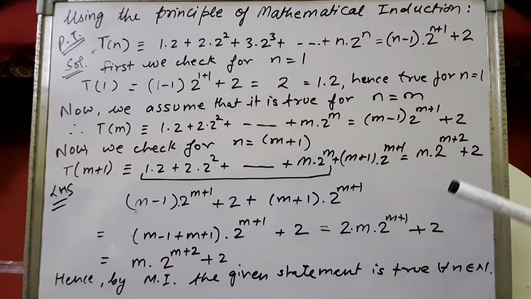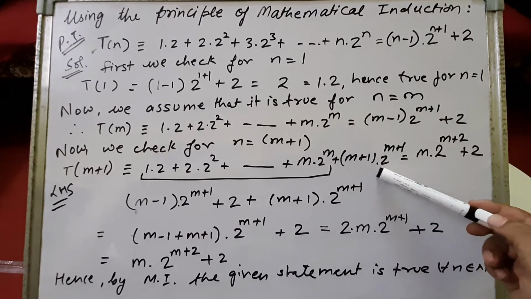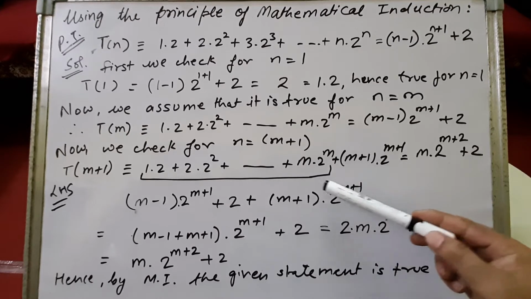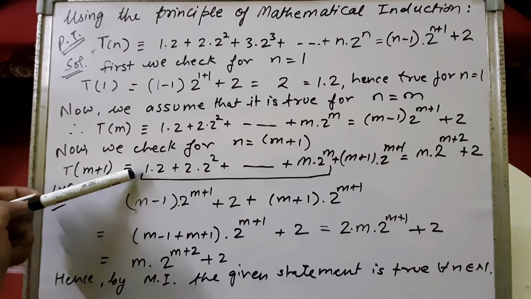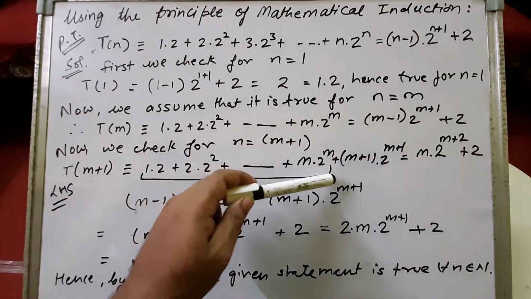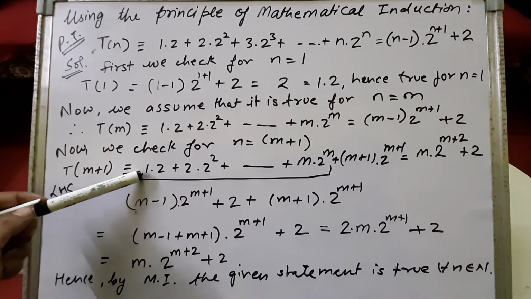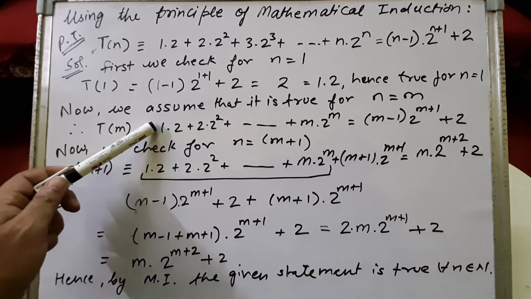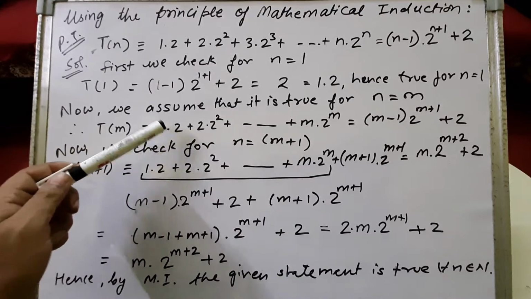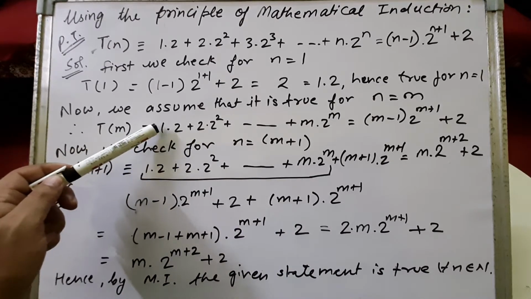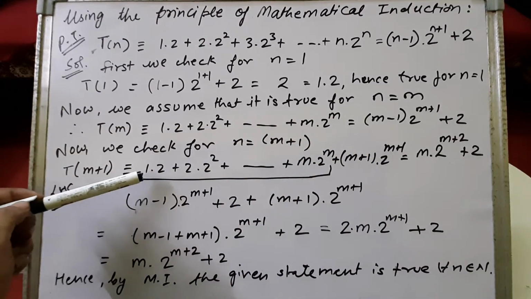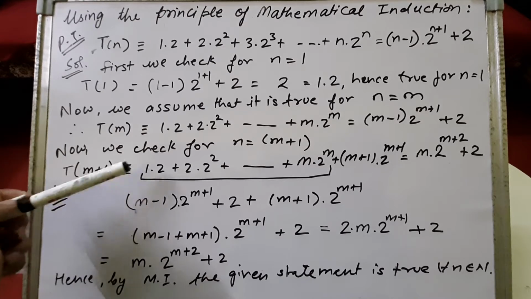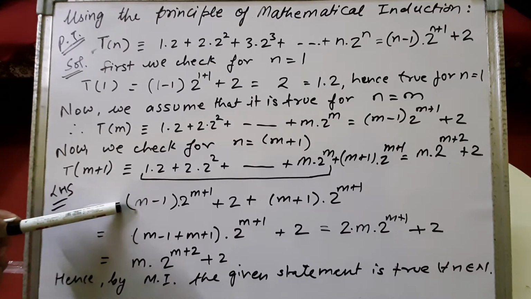Now let's see the left hand side. We have this sequence on the left hand side. If you see this part of the sequence in the bracket, from here till here, the sum of this sequence we have already assumed. You can see this and this sequence are the same, and the sum of these m terms is (m minus 1) into 2 to the power m plus 1, plus 2. So in place of the sum of these m terms, we put (m minus 1) into 2 to the power m plus 1, plus 2.